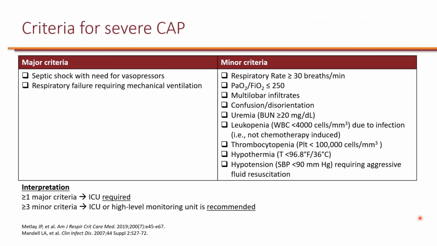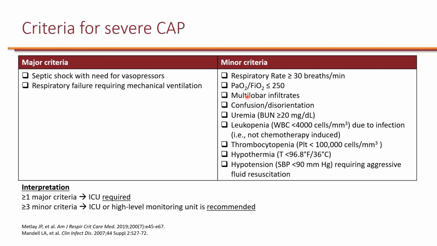Now, the 2019 IDSA guideline for CAP uses the same criteria as the 2007 guideline for classifying patients as severe community-acquired pneumonia. So there are 2 major criteria and there are several minor criteria. So if the patient has one of the 2 major criteria, it will be considered severe pneumonia. And basically severe pneumonia, for the most part, the patients will likely need to be in the ICU. So as you can see, the criteria here is a septic shock with need for vasopressor. So this can only happen in the ICU. And of course, respiratory failure requiring mechanical ventilation. So both vasopressor and mechanical ventilation will require patients to be admitted to the ICU.